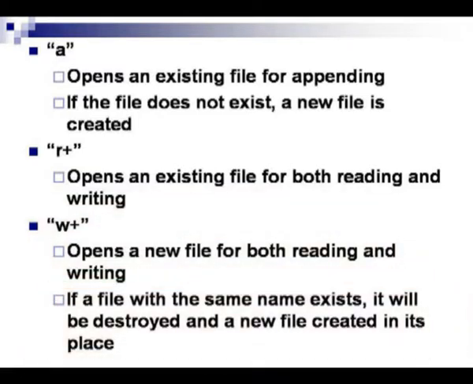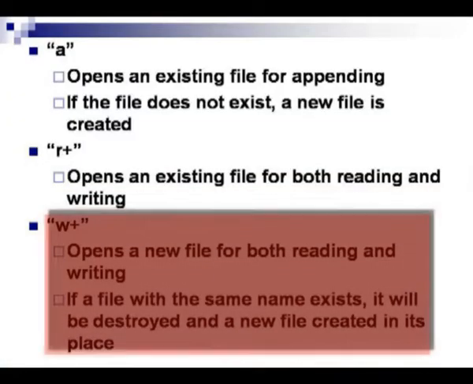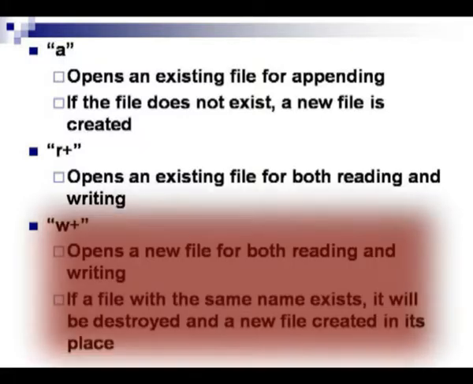If a file with the same name exists, it will be destroyed and a new file will be created in its place. So that is the difference between R plus and W plus. In R plus, there has to be an existing file. You cannot create a new file and open it for reading and writing. Whereas in W plus, you can open a new file for reading and writing, and if the file exists with the same name, it will be destroyed. So that is the difference between both.